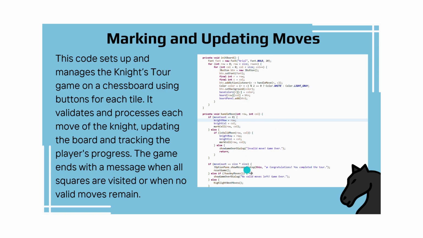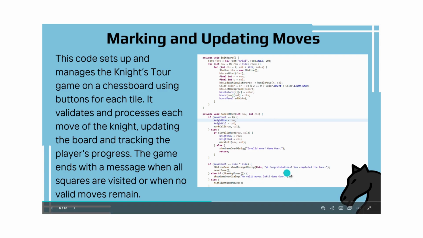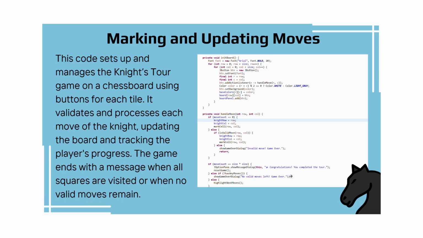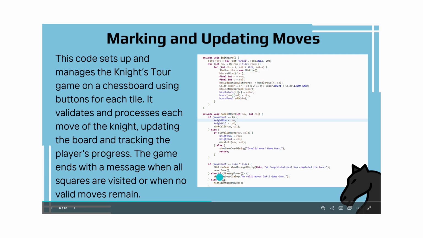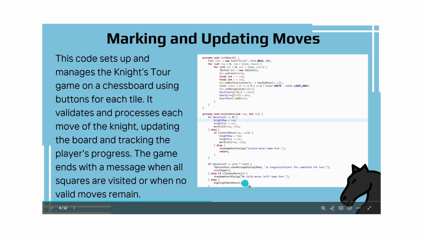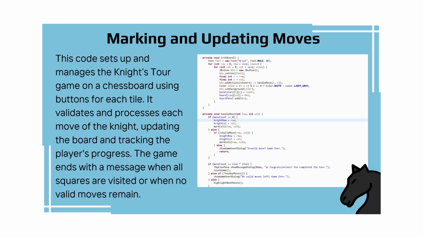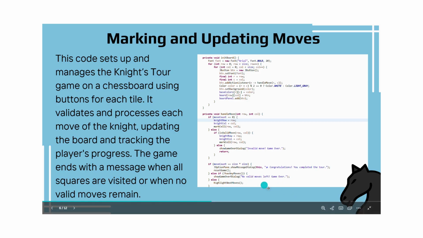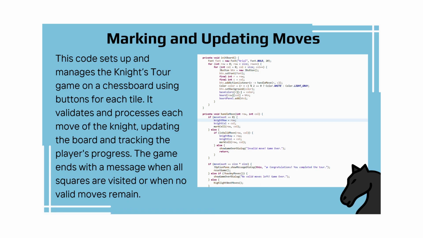So when the knight has completely visited every tile, it will show "Congratulations, you completed the tour." It will also show the reset button, where the player can choose to start all over and make a new game. The next case is if the knight has moved to an invalid tile or to a tile he or she already visited. It will show "No valid move left, game over," and also shows the reset button where the player can choose to start all over again.